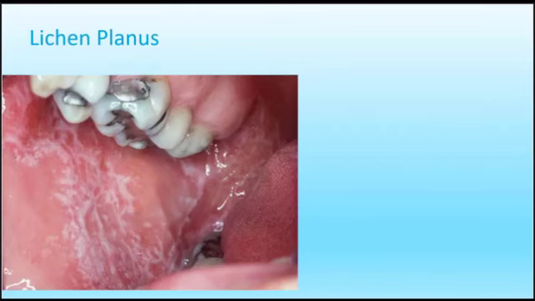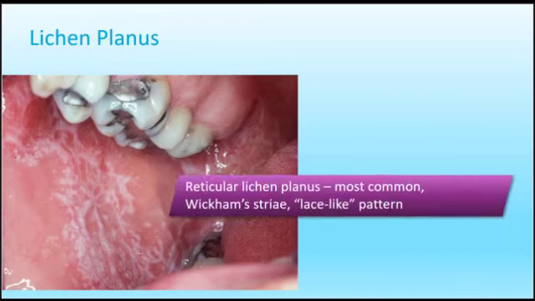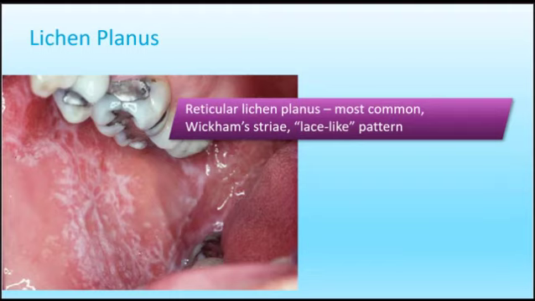Lichen planus is another benign autoimmune condition that affects the oral mucosa, and there are 3 types of lichen planus. Reticular lichen planus is the most common. This results in a lace-like pattern. The condition was recognized by Louis Frederick Wickham. Hence, these lesions are called Wickham's striae.